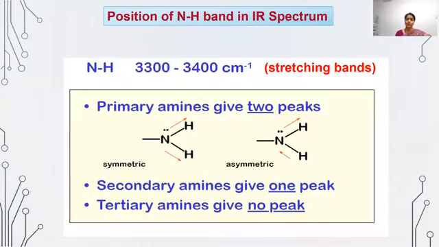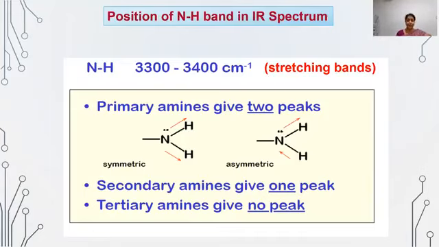Next functional group is the position of the NH band in the IR spectrum. Nitrogen and hydrogen: again, the electronegativity difference between nitrogen and hydrogen is very large. So the band produced by the NH stretching mode will be sharp. NH stretching shows absorption between 3300 to 3400 centimeter inverse. An NH band can be present in primary amines or secondary amines.